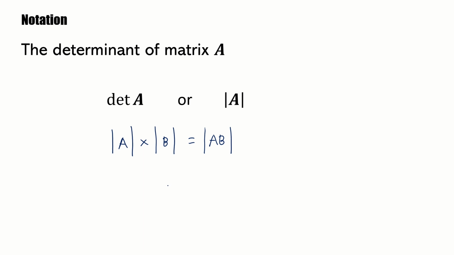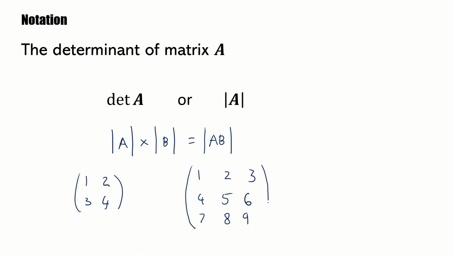The other last thing to point out is it's only possible to find the determinant of square matrices. That means matrices that have the same number of rows as columns. So for instance, a 2 by 2 matrix, or a 3 by 3 matrix, or a 4 by 4, etc. Not that you ever actually have to find the determinant of a 4 by 4 matrix and beyond for the sake of the qualifications you are studying.